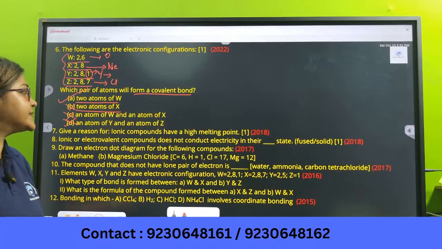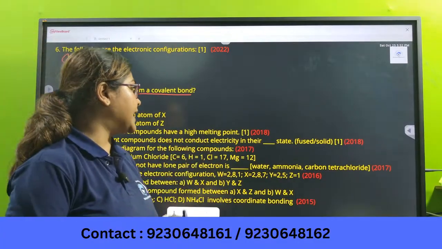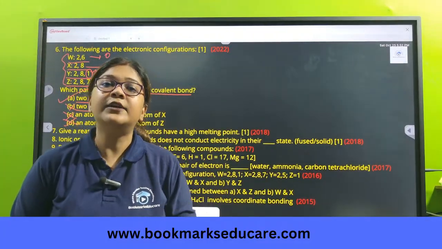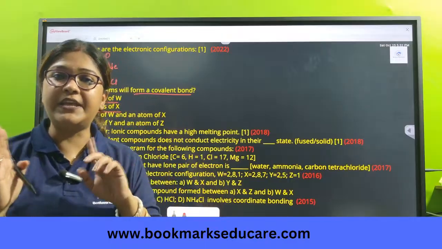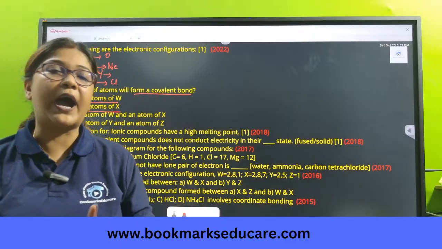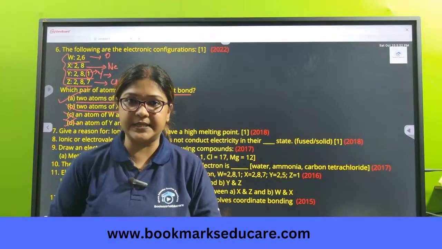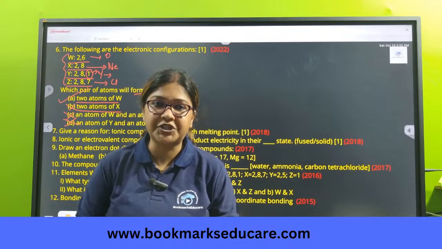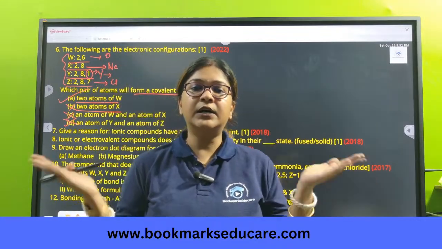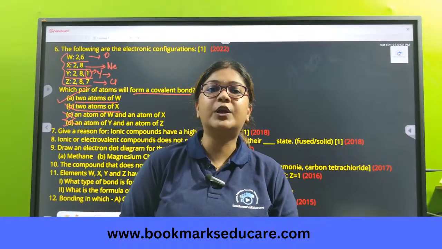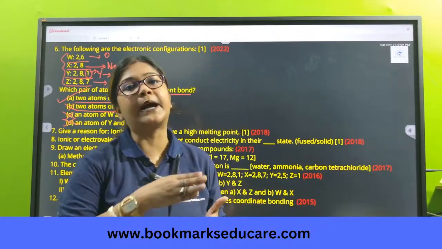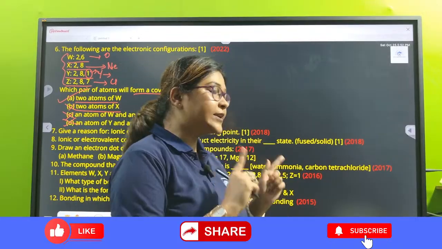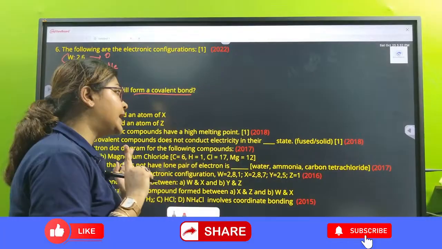Next is: give a reason for why ionic compounds have a high melting point. When I was discussing the property slide, I already mentioned that from the property section, this is a very common question. It is because of the strong electrostatic force of attraction that occurs between the contributing ions that you require higher energy to break up these bonds. Therefore, the melting and boiling points of electrovalent compounds are usually high.